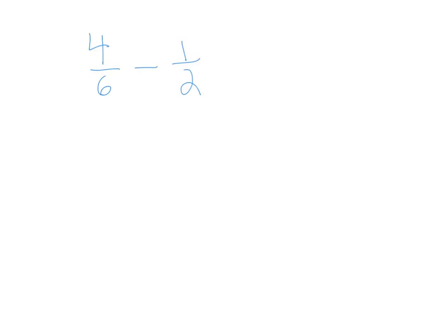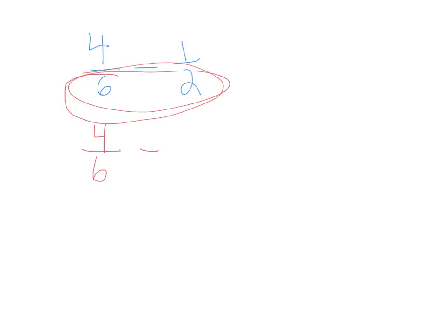Here is my second fraction problem. It says 4/6 minus 1/2. Again, we're going to start by looking at those denominators. I do not have a common denominator, so I need to find a common denominator. I'm going to leave my first fraction alone, because 2 will go into 6. So 6 is going to be my common denominator.